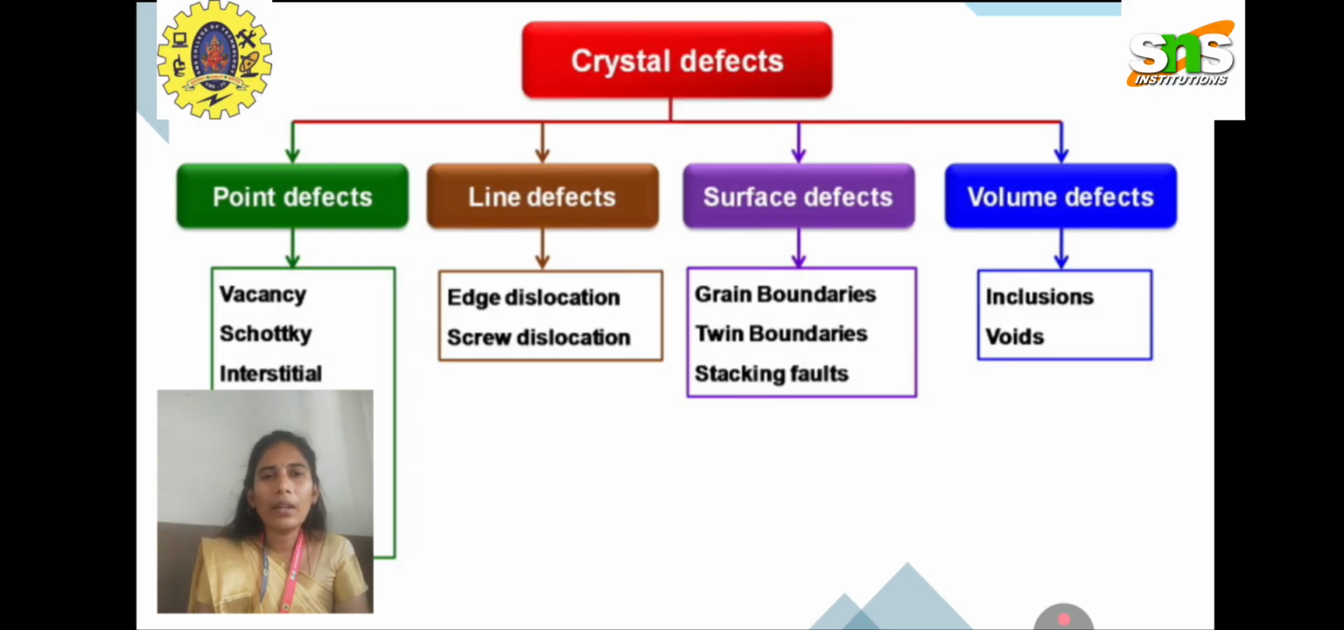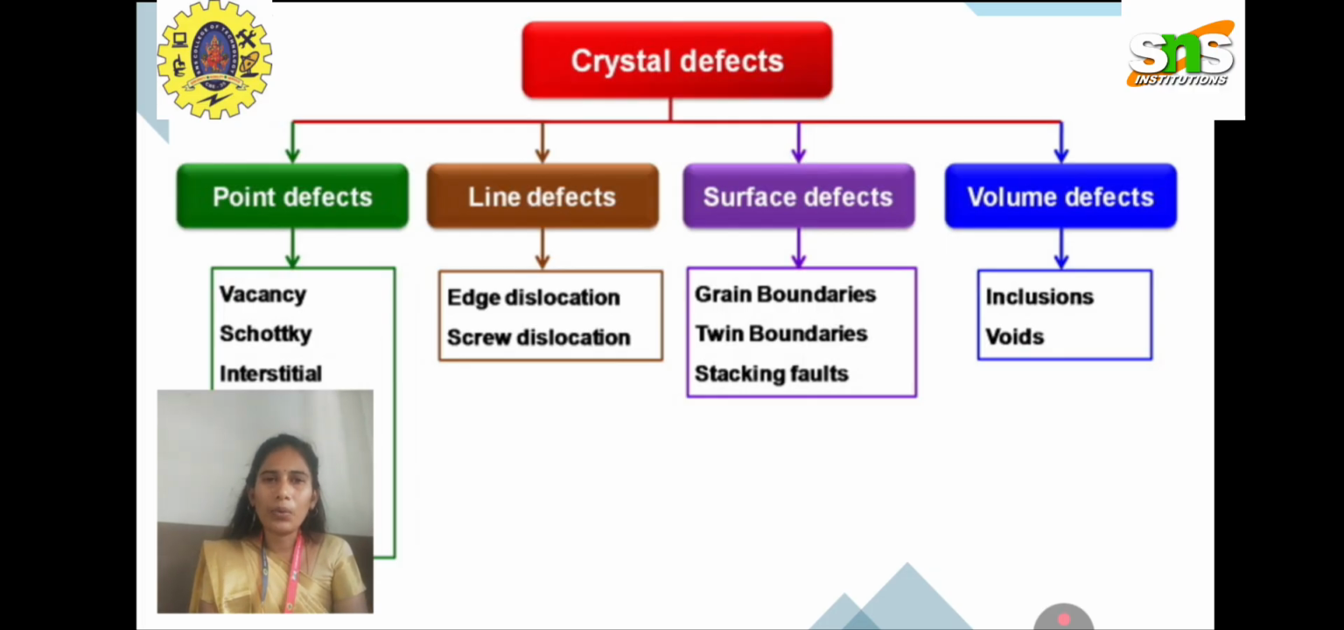Crystal defects have four types: point defect, line defect, surface defect, and volume defect. Point defects are classified into vacancy, Schottky defect, Frenkel defect, impurities, and electronic defect. Line defects are classified into two types: edge dislocation and screw dislocation. Surface defects are classified into three types: grain boundaries, twin boundaries, and stacking fault. The last one is volume defect, which is nothing but a change in volume, and that is also classified into two types.